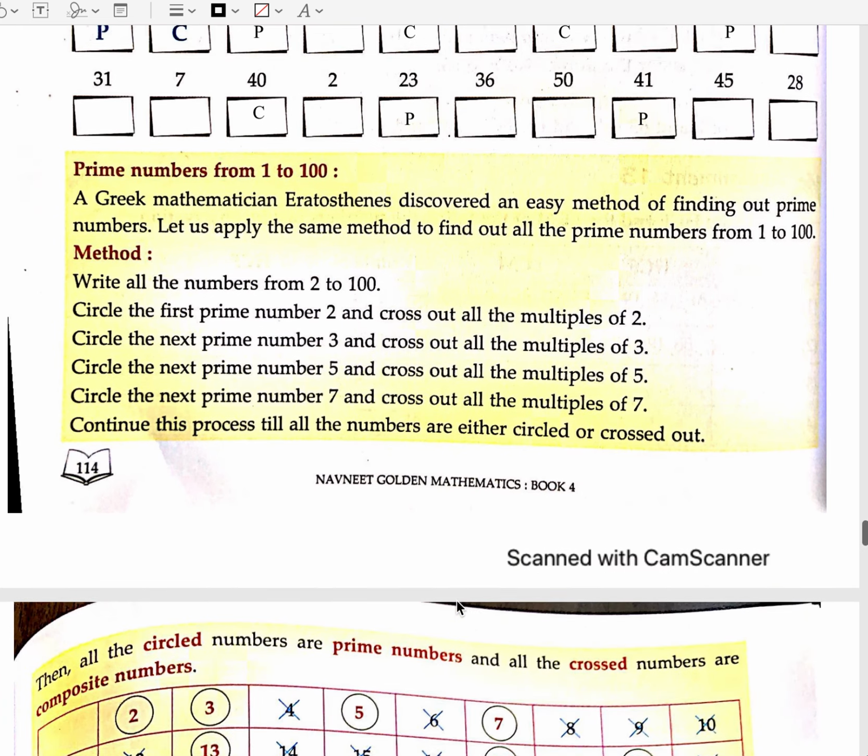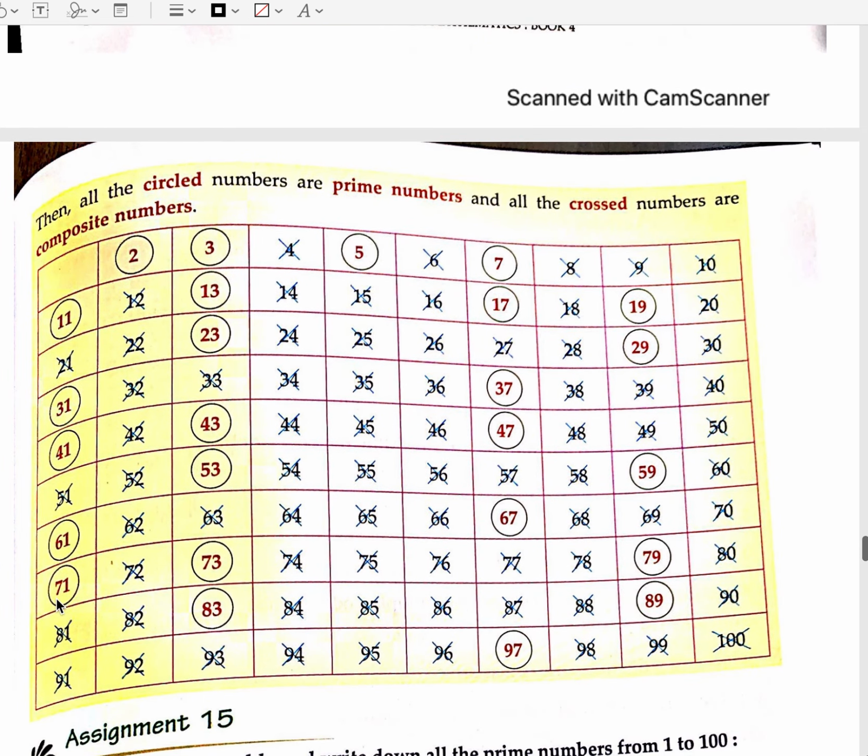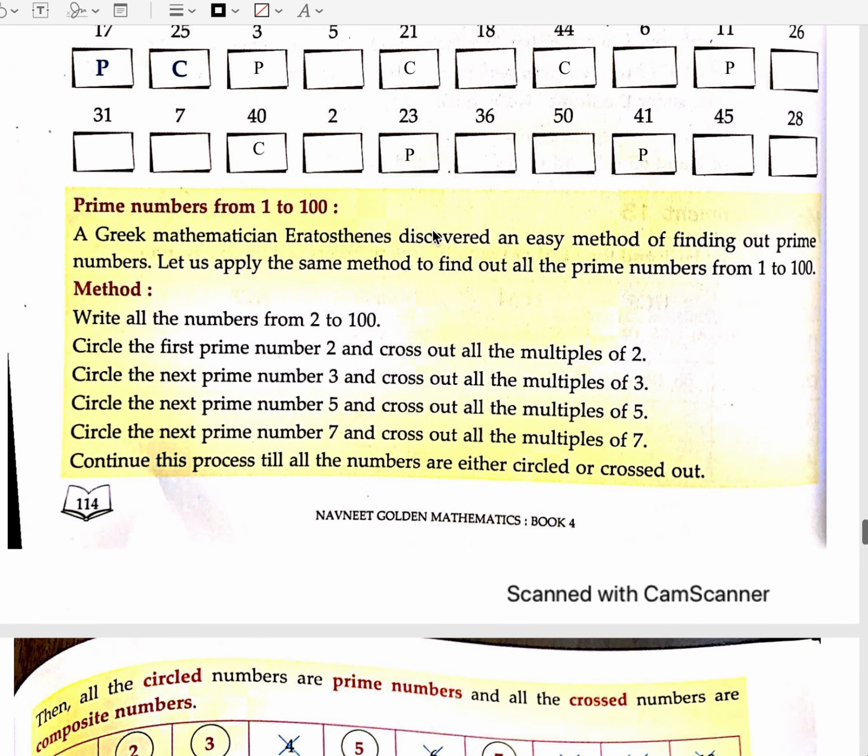ये एक way है कि हम कौन से सारे prime numbers find कर सकते हैं from 1 to 100 by this method by a Greek mathematician.